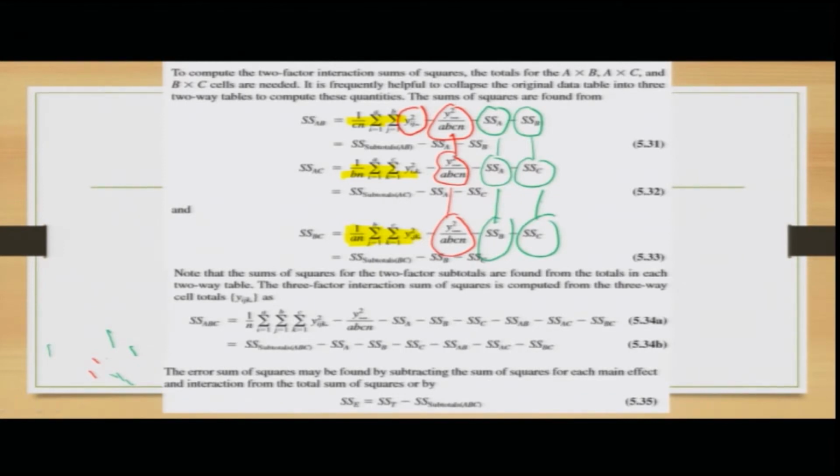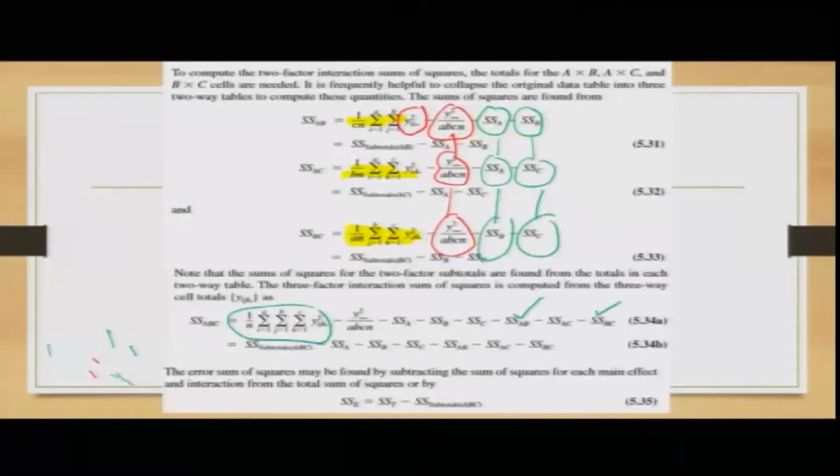So, what you do is that you find out the sum for all i j k dot. Obviously, it will be divided by n, and i would be summed up from 1 to small a, j from 1 to small b, and k from 1 to small c, minus the value which you found out, y square dot dot dot dot divided by a, b, c and n, which remains the same. And now you have to basically subtract the values SSA, SSB, SSC individually, then the combinations SSAB, SSBC and SSAC.